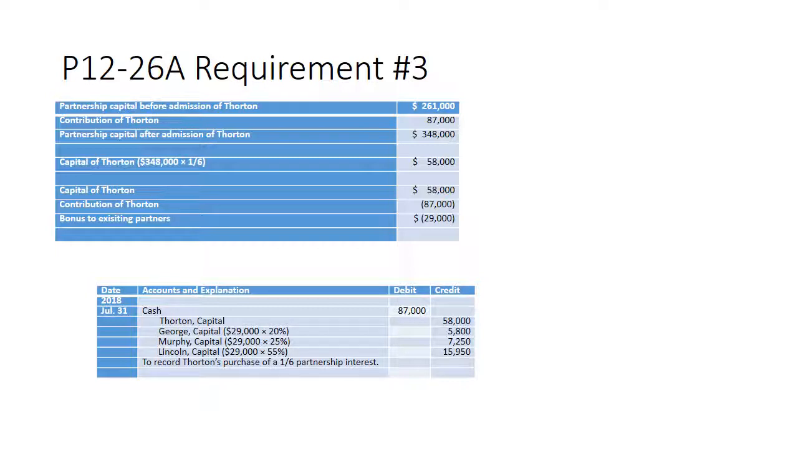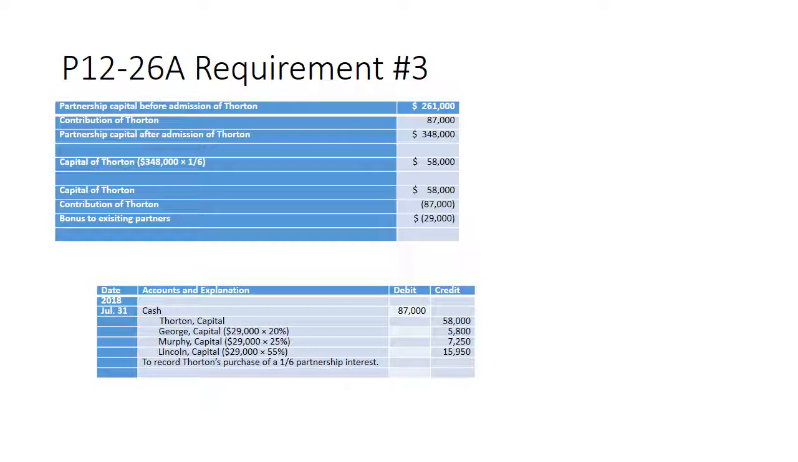He's willing to give $87,000 in cash to the partnership and only have a capital balance of $58,000. If he left the partnership tomorrow, he can only take $58,000 with him. That's his balance in capital. Why would you do that? He really wants to be a partner in this partnership, and he knows the partnership will be profitable and he'll get that money back. And that's why people will do this.